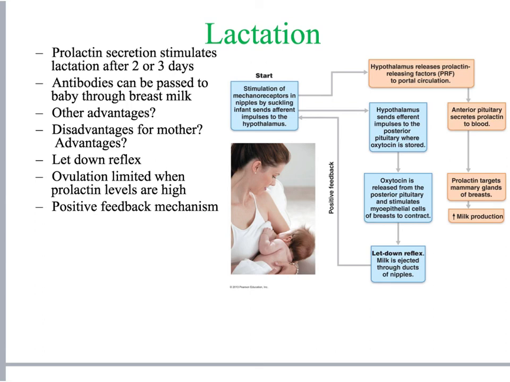Rising levels of estrogen, progesterone, and human placental lactogen towards the end of pregnancy stimulate the hypothalamus to release prolactin-releasing hormones. The anterior pituitary gland then responds by secreting prolactin. And we talked about this when we discussed the endocrine system. After a delay of 2 or 3 days, like I said, true milk production begins.